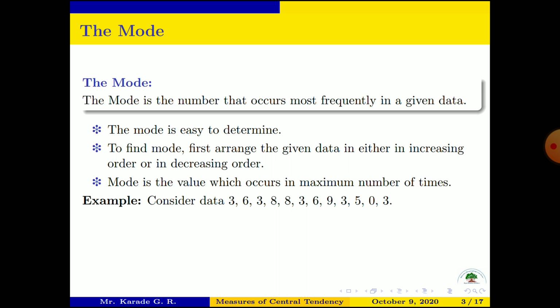3 6 3 8 8 3 6 9 3 5 0 3. So this is the small data given to you and we have to find out the mode of this data. Means we have to find out that number which occurs more frequently in this data. So what is our procedure? Our procedure is, in the first step, we arrange this data either in increasing order or in decreasing order.